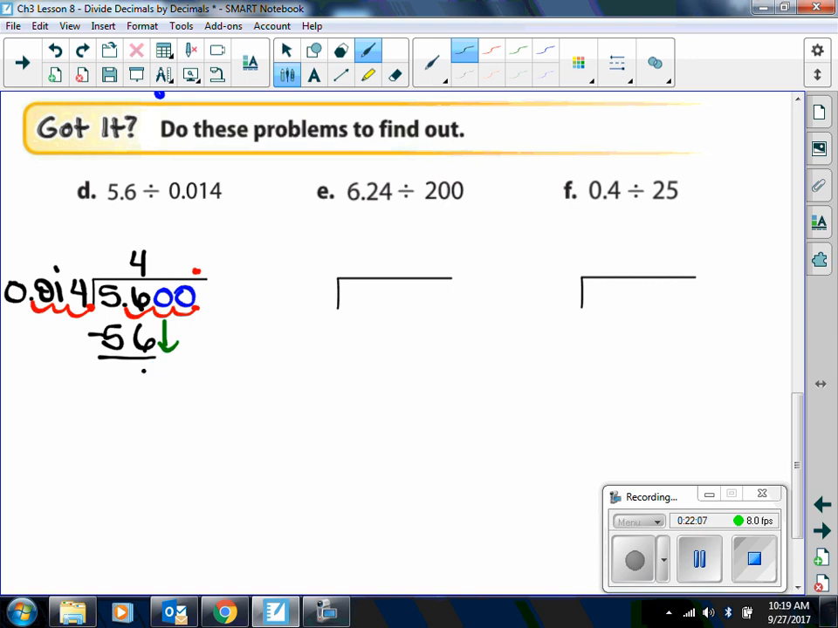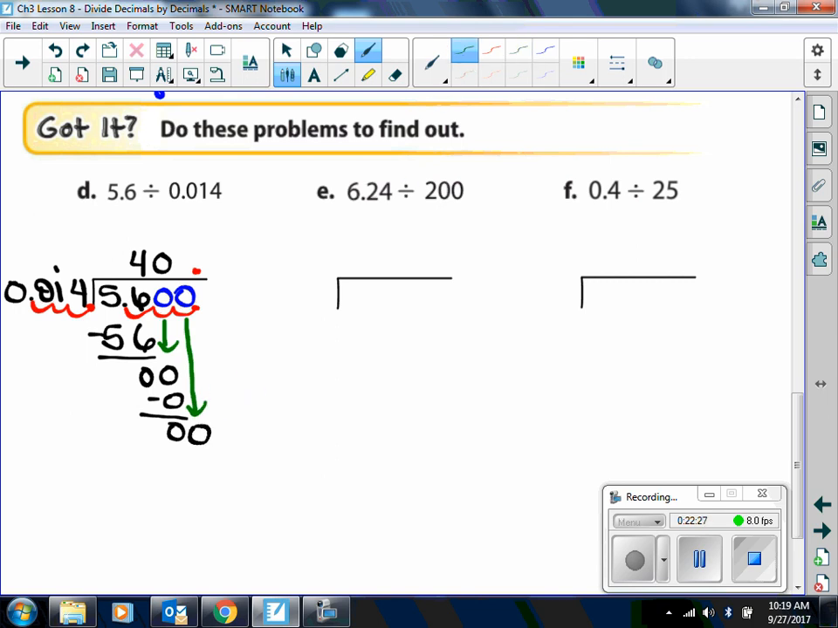If you want to put a 0 here, that's fine. So then you're going to bring down the 0. So how many times does 14 go into 0? 0 times. 0 times 14 is 0. And then we're going to subtract. Okay? And then we're going to bring down the last 0.